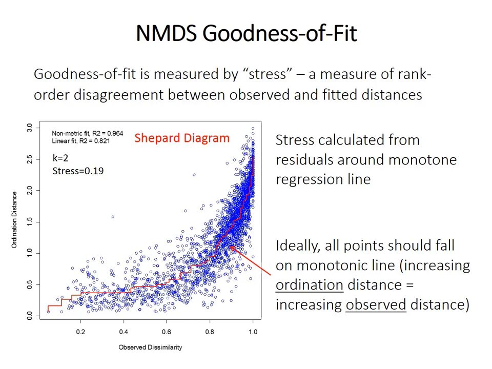So if the fit was perfect, there would be a perfect rank order correlation between the two, so that the points would fall along a continuously increasing or a monotonic line. Monotonic just means that the values either only increase or only decrease. And so the stress is calculated from the residuals of the points, the blue dots, around that monotone regression line, which is the red line.